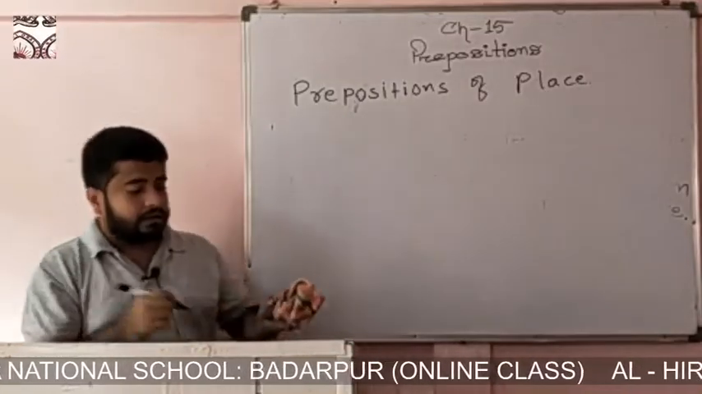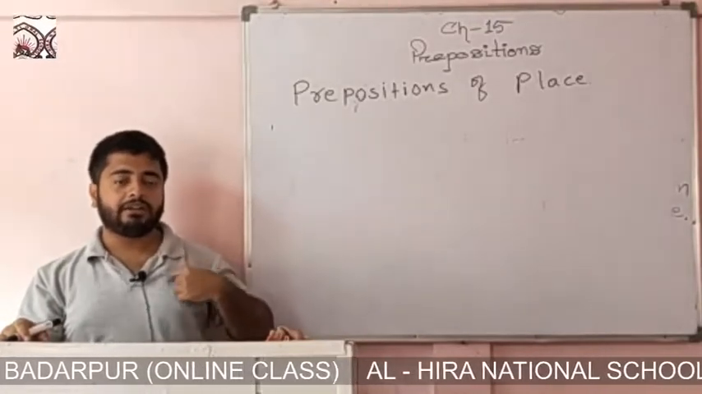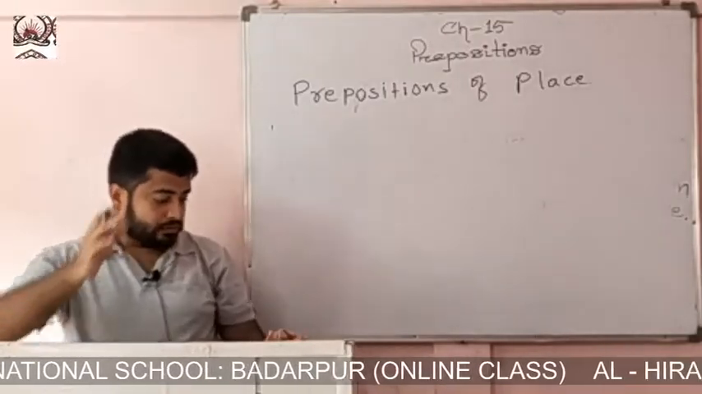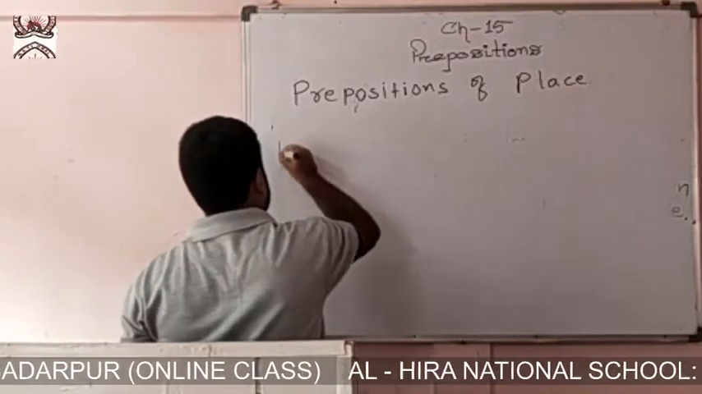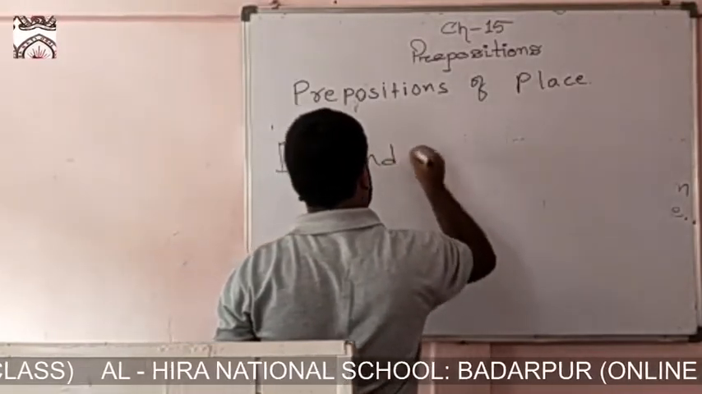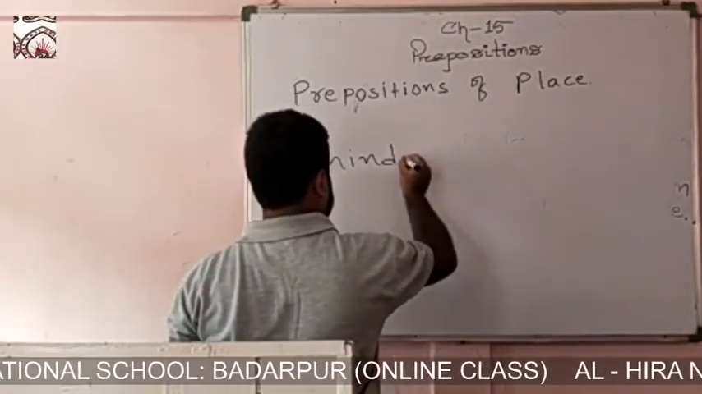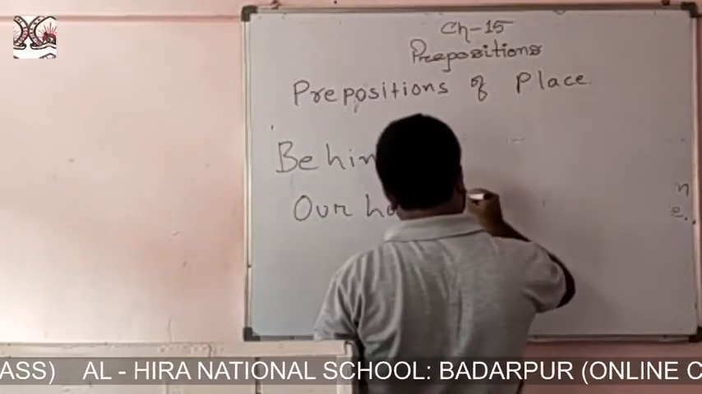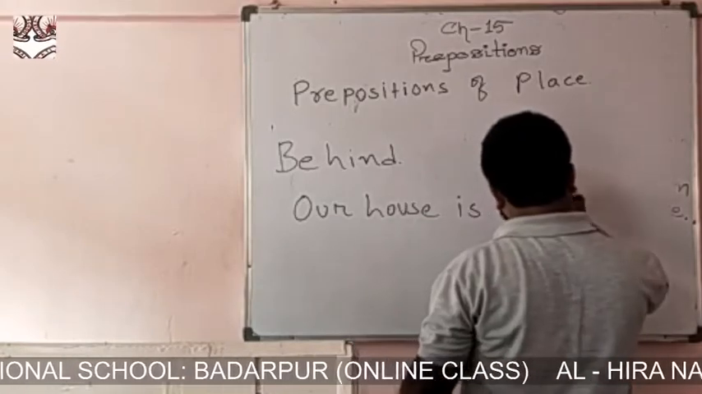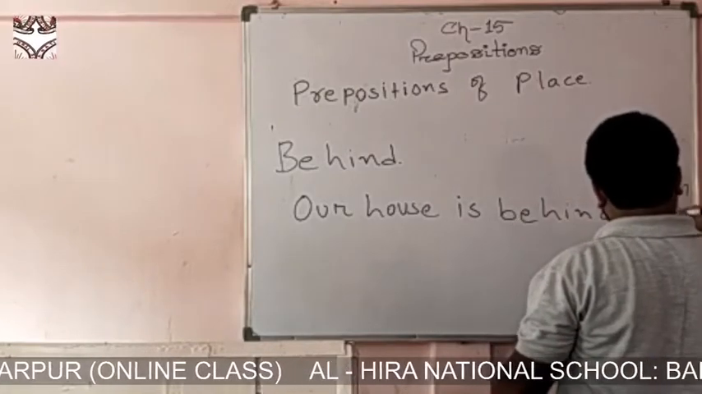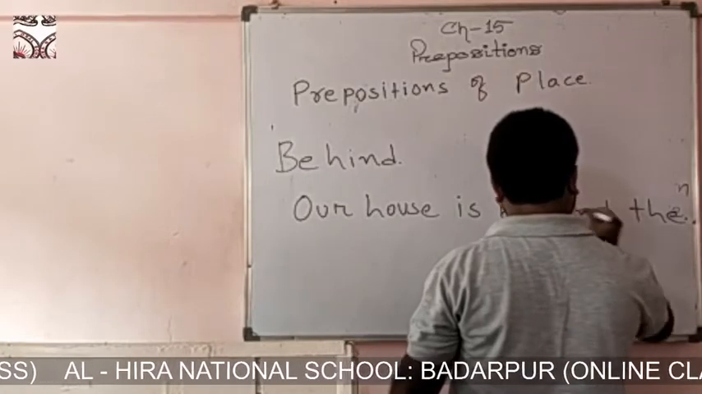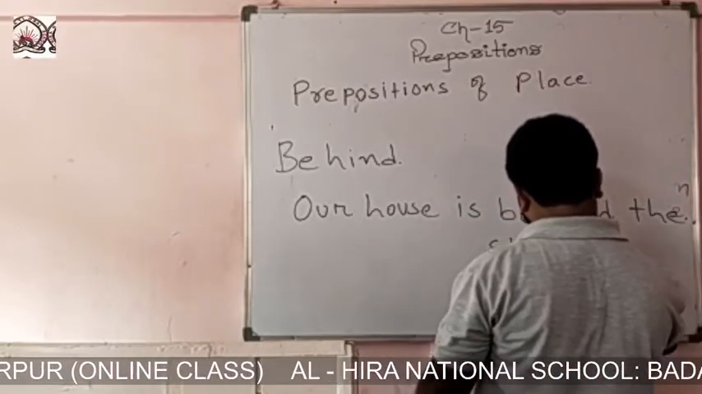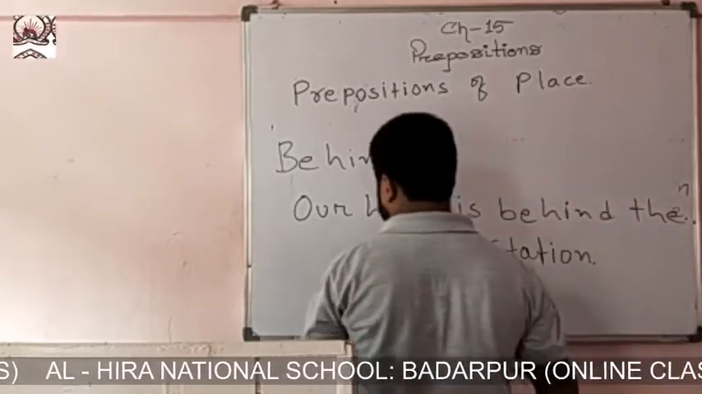Now the next preposition is behind. Behind means at the back of. That means something which is in our back. So how to use behind in a sentence? Our house is behind the station. Our house is behind the station.